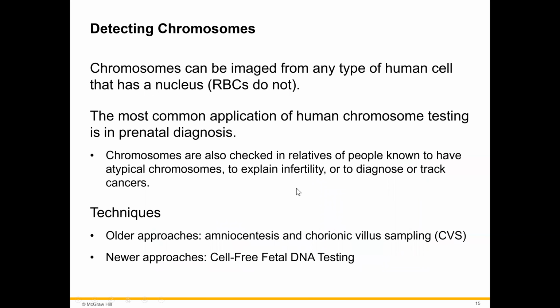So when do we need to have this karyotype testing done? In prenatal diagnosis, when there is a probability that a child will carry some genetic disorder, right? Or if we know that we have people with an abnormal or atypical number or type of chromosomes. For example, we have a couple who cannot have kids, so we want to look at their chromosomes and see if everything is normal. Or it might also be to track some cancer.